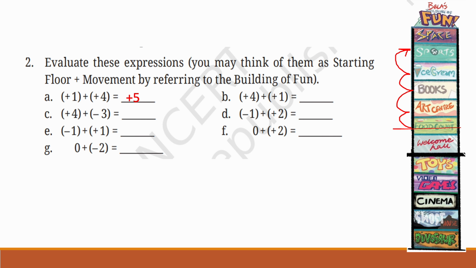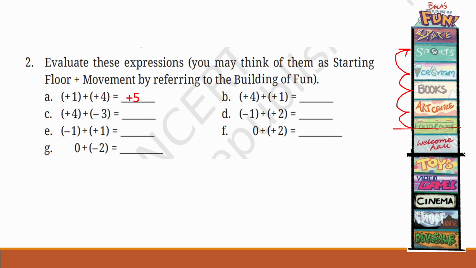Without seeing this picture also, you can evaluate these expressions. See, +1 plus +4. Here, the two numbers have the same sign, so you just add these numbers. 4 plus 1 is 5. Then you put the sign. Here the sign is positive. So positive 5 or +5.